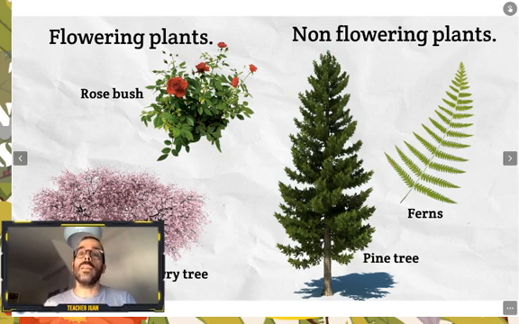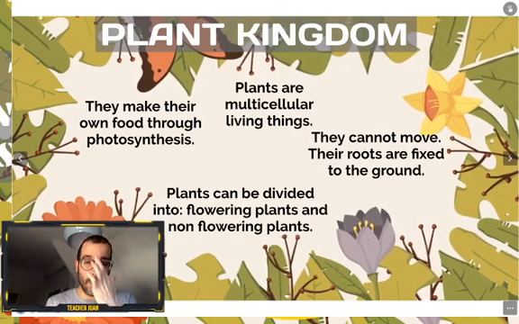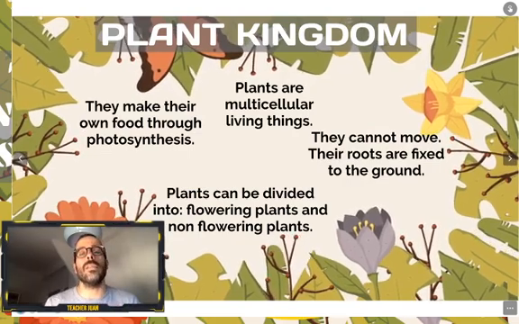And on the other side, we've got non-flowering plants, okay, plants that do not have flowers. The pine tree, el pino, is one of the non-flowering plants, and ferns, these helechos, are very common in the north of Spain, and they don't have flowers, okay? And this is all we need to know about the plant kingdom, okay? I think it's quite easy.